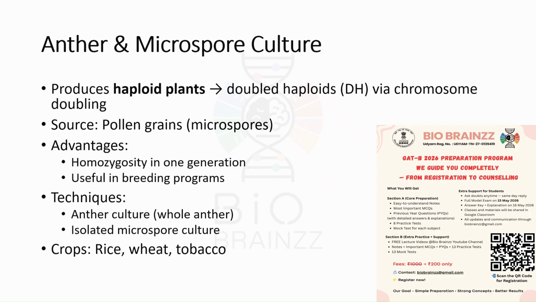There are two main approaches: anther culture, where the entire anther is cultured, and isolated microspore culture, which involves culturing individual pollen grains. These techniques are particularly useful in crops like rice, wheat, and tobacco. Their application in breeding allows rapid development of pure lines, making them invaluable tools in modern agriculture.